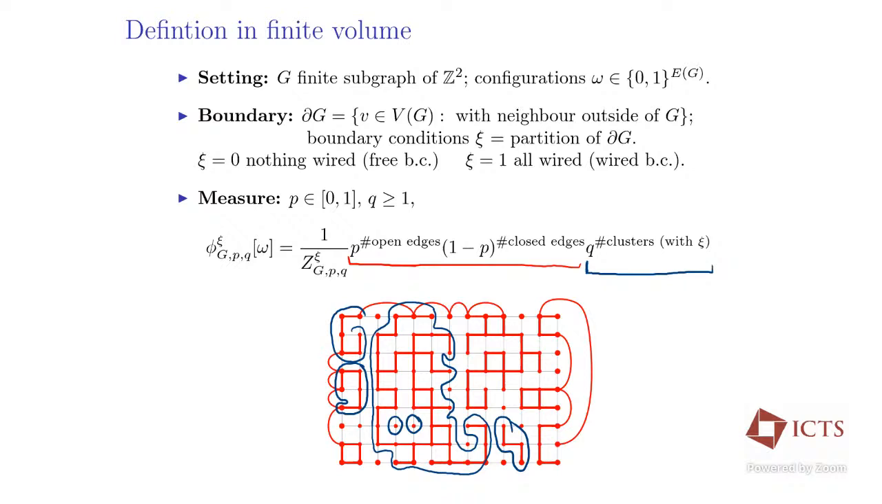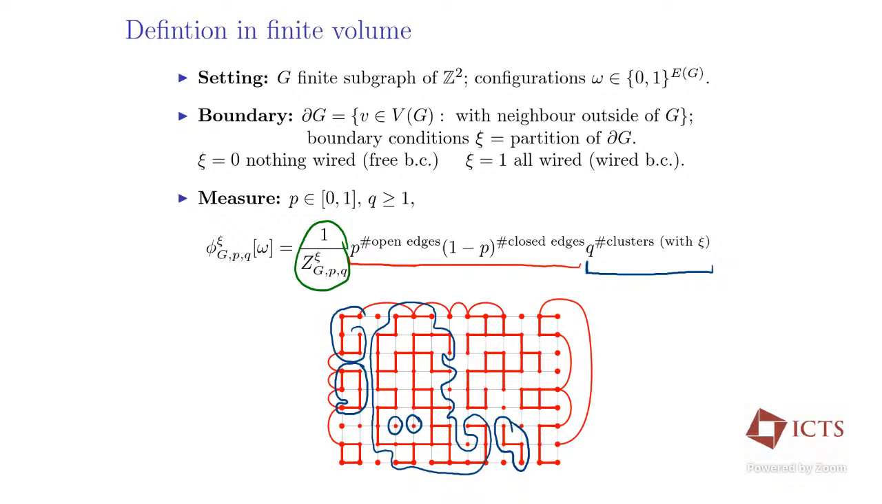And because you do this, as you sum these weights, the red multiplied by the blue, you don't get one, as you did before. If you didn't have the Q to the number of clusters, you wouldn't need to do anything else to have a probability measure. Now, if you want to have a probability measure, you just have to renormalize here by what's called the partition function, which is just the sum of all these weights over all configurations.